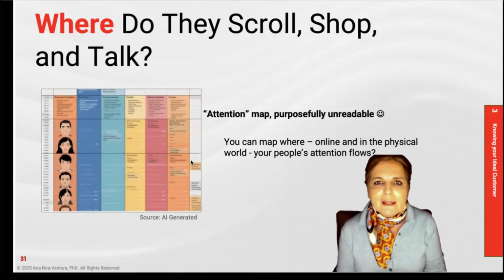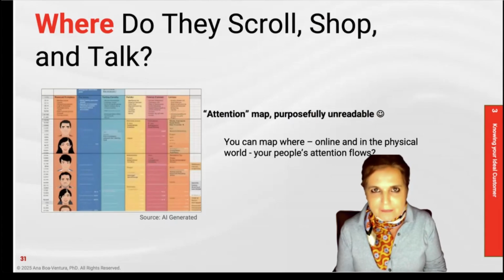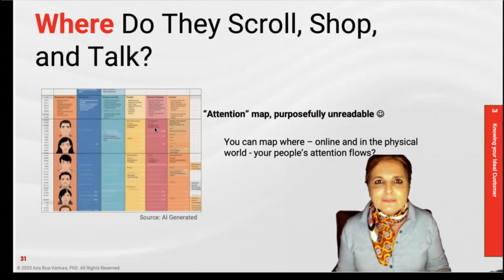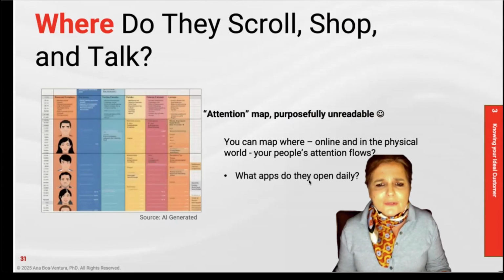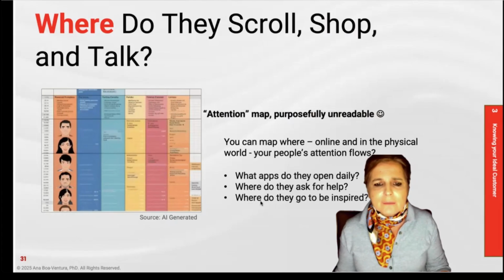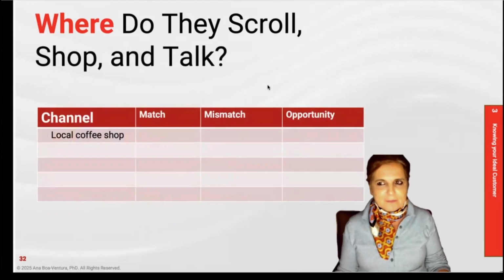And it's important. You may ask me, that sounds really complicated. Well, you can draft this in an Excel spreadsheet. You'll have some guidance again in your worksheet 3. But the idea being that you should be able to know where each one of your avatars scrolls, shops, and talks. What apps do they open daily? Where do they ask for help? And where do they go to be inspired? Where do they go for inspiration? Very important that you know these things about your favorite customers.